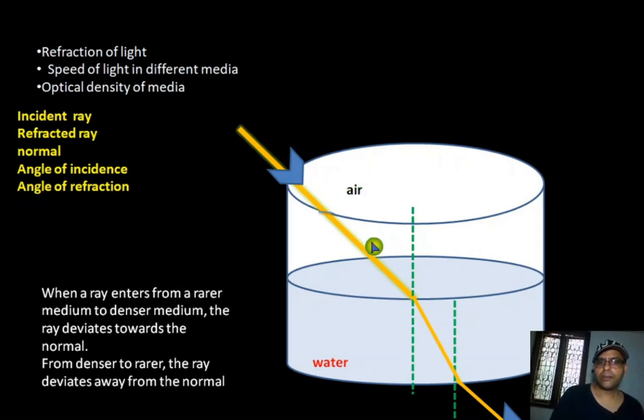Now we can say in the first case, from rarer medium to denser medium, the angle of incidence is greater than the angle of refraction. Now in the second case, from denser medium to rarer medium, the angle of incidence is less than the angle of refraction.